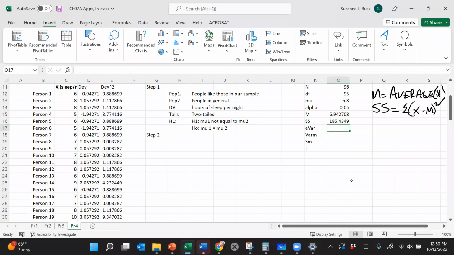How do I get E var from here? SS divided by the DF. Yes, equals SS over DF. Okay, E var. Now the square root. Square root of E var divided by N.